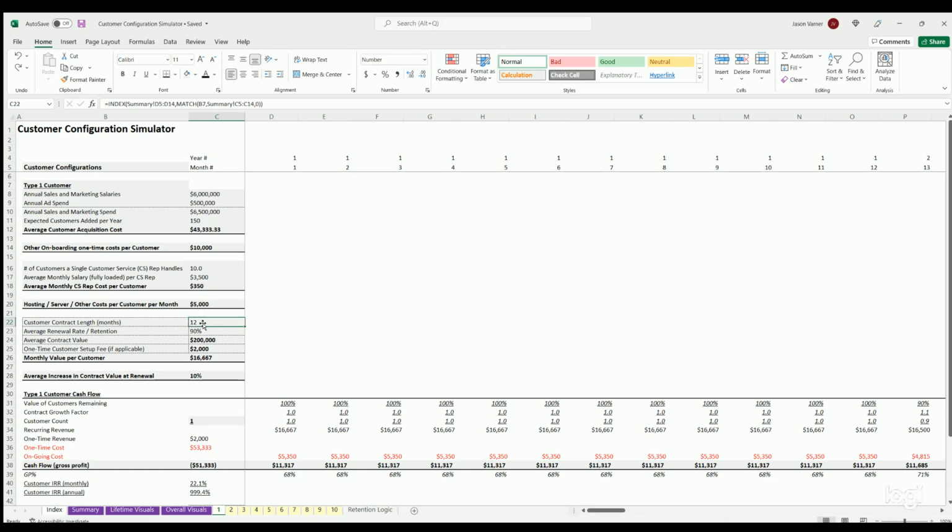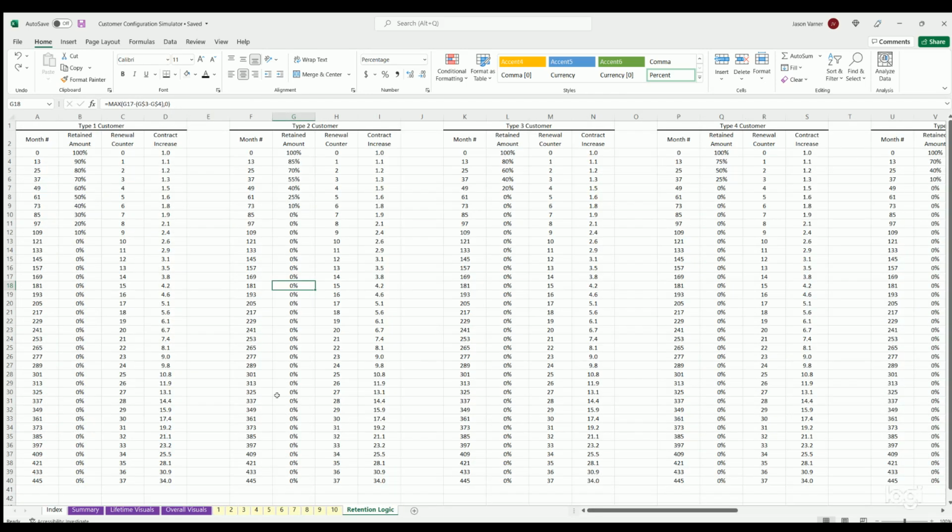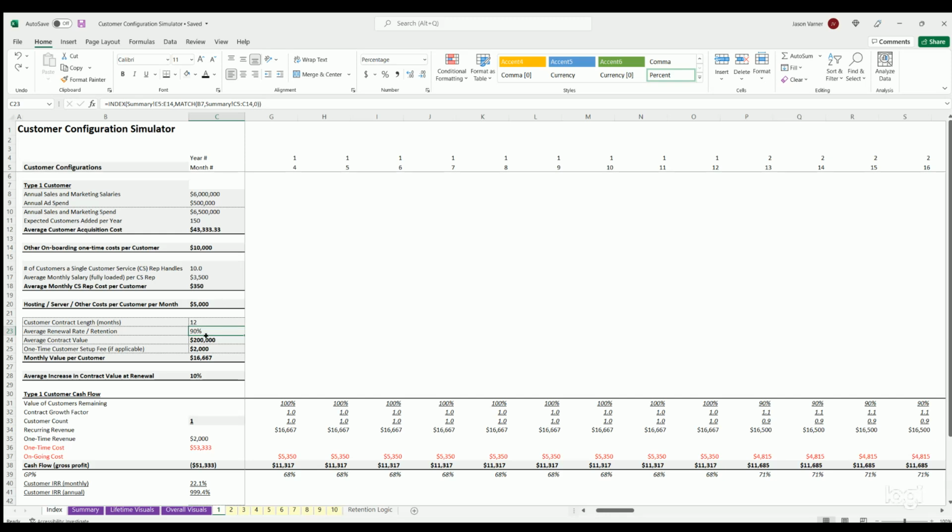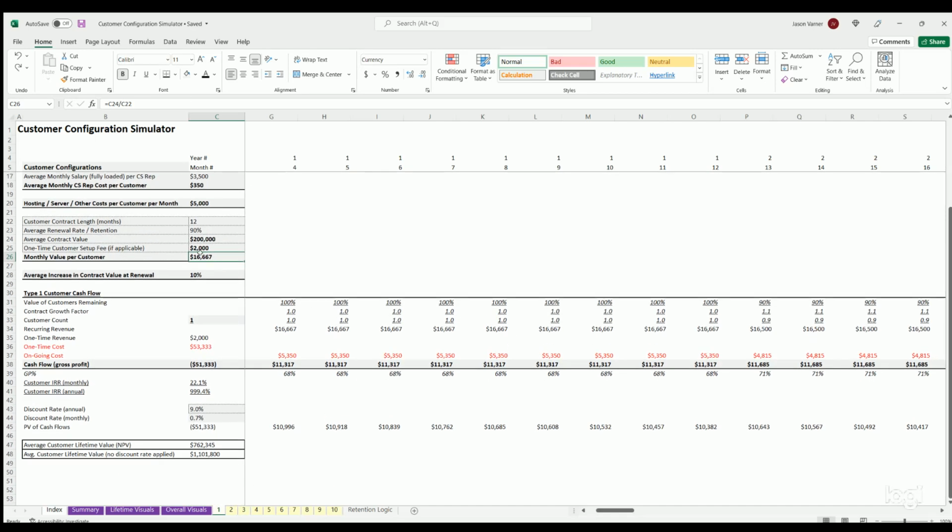Then we've got contract length, which is dynamic, and that's just going to, every time the contract period is up, apply this renewal rate and adjust accordingly. That's kind of what is happening in this retention logic math here. We've also got the average contract value, the one-time setup fee. So this is if you're going to charge the customer any money up front on top of their contract value. We've got the monthly value per customer, which is just taking the ongoing amount divided by the contract term in months. Average increase in contract value, I went over that.